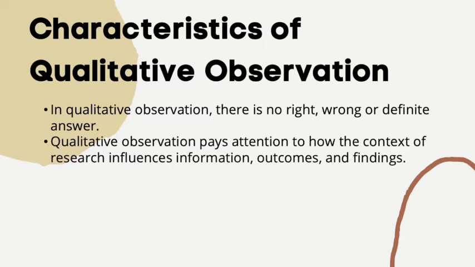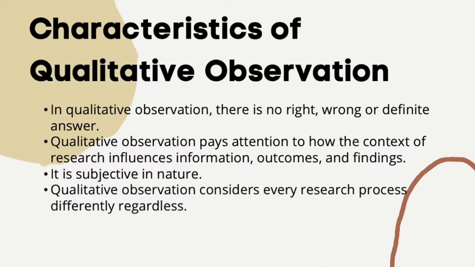Qualitative observation pays attention to how the context of research influences information, outcomes, and findings. It is subjective in nature. Qualitative observation considers any research process differently regardless of any similarities with previous studies.